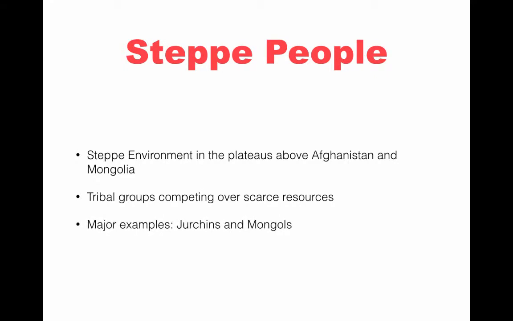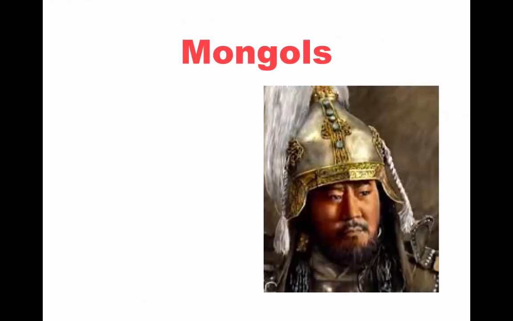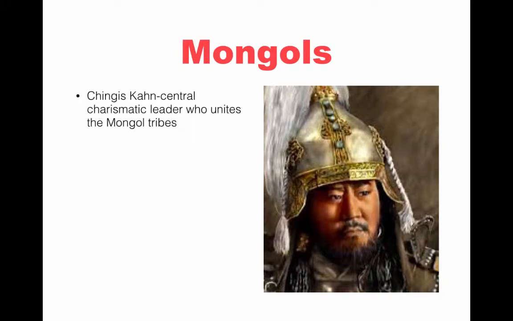Our major examples are the Jurchens and the Mongols. The Jurchens are known for conquering the Song dynasty in China. The Mongols are known for expanding out throughout the entire globe, the entire Asian part of the globe at this time period. So that brings up then the Mongols themselves, who are extremely important in world history for understanding how they change things. And so we start off here with Chinggis Khan or Genghis Khan, who is the central charismatic leader who unites the Mongol tribes.